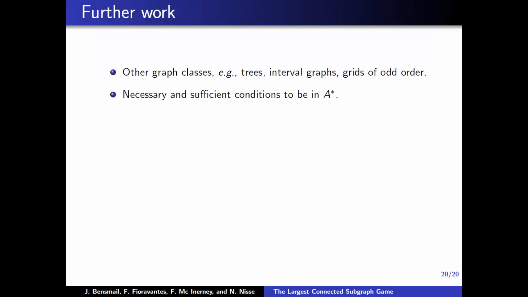So interesting future work would be to look at other graph classes such as trees, interval graphs, and grids of odd order. So we know for grids of even order, they are reflection graphs, so we know that Bob can force a draw. So it would be interesting to know what happens in grids of odd order. It would be interesting to understand in a broader scheme how this game works. So this would be looking for necessary and sufficient conditions for a graph to be in A star. So again, graphs in which Alice can force that she gets at least half the vertices rounded up.